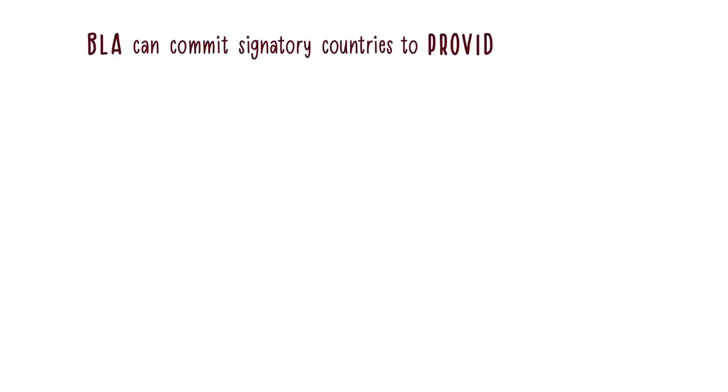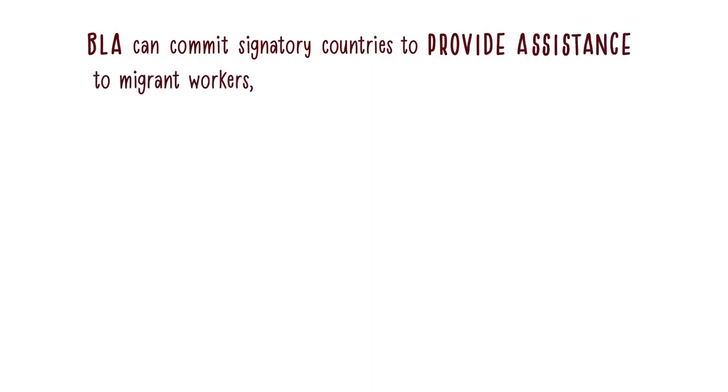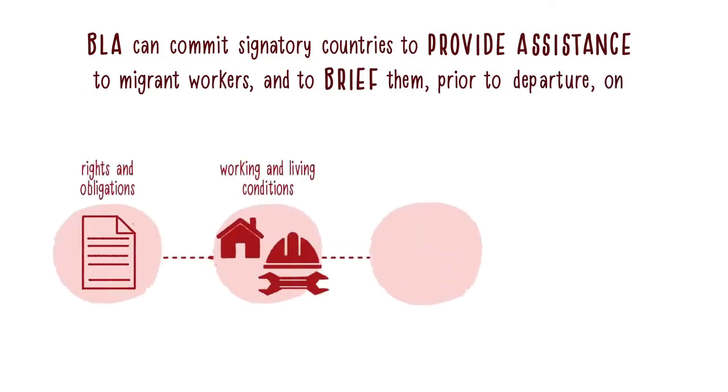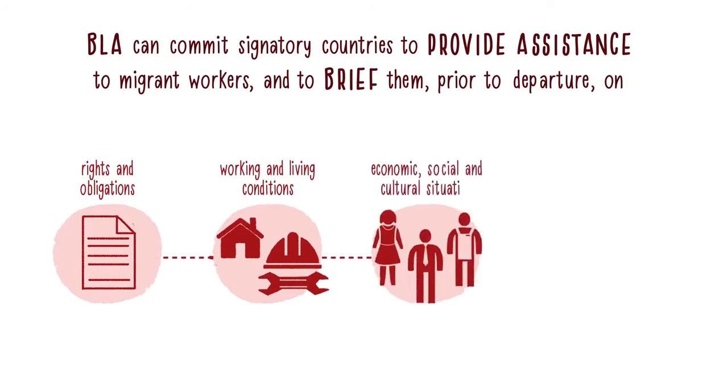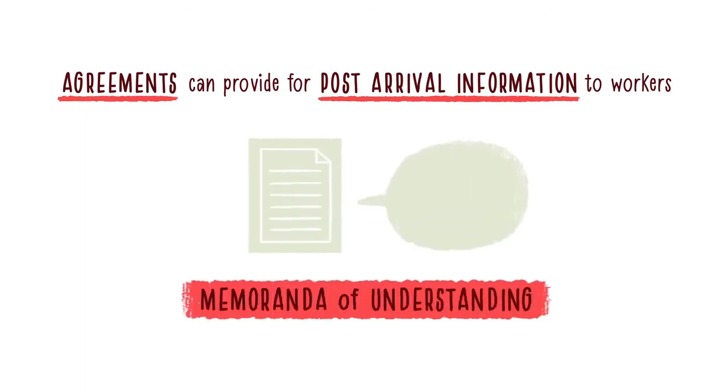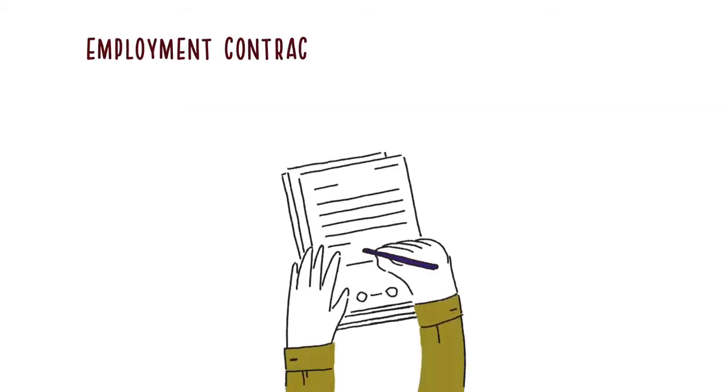Bilateral labour agreements can commit signatory countries to provide needed assistance to migrant workers and to brief them fully prior to departure on their rights and obligations, working and living conditions, and the economic, social and cultural situation in the destination country. Agreements can also provide post-arrival information to workers, as in the Memoranda of Understanding signed by the Republic of Korea with several Asian countries.